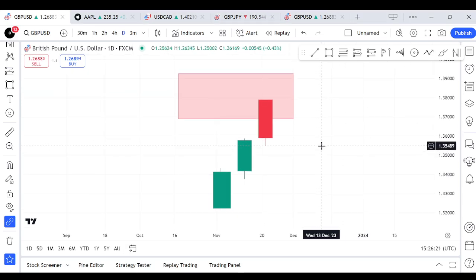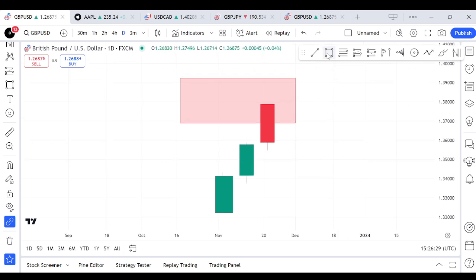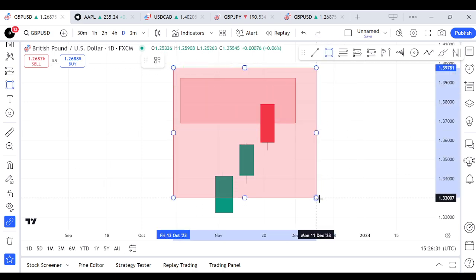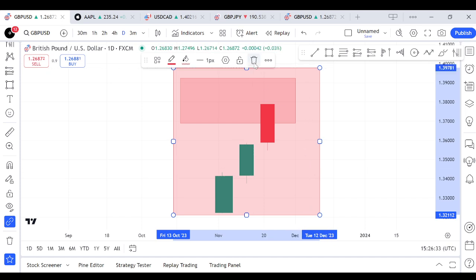In today's video we're going to explore a powerful candlestick pattern that can help you spot potential market reversals, and we are talking about the bearish belt hold, which is what you can see right here. I'm going to explain it.